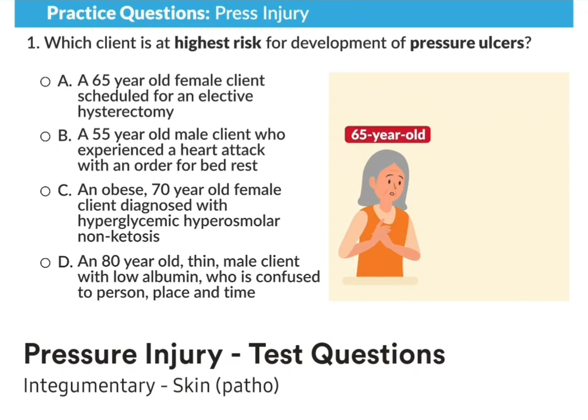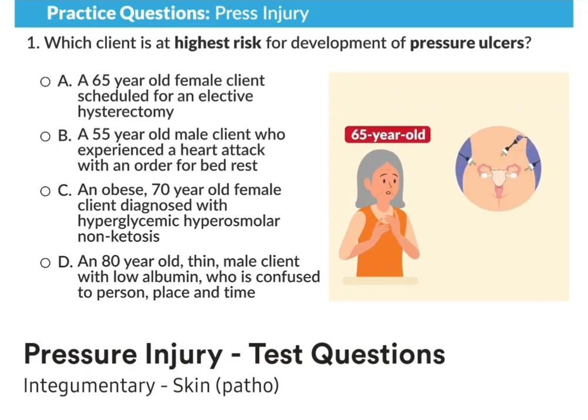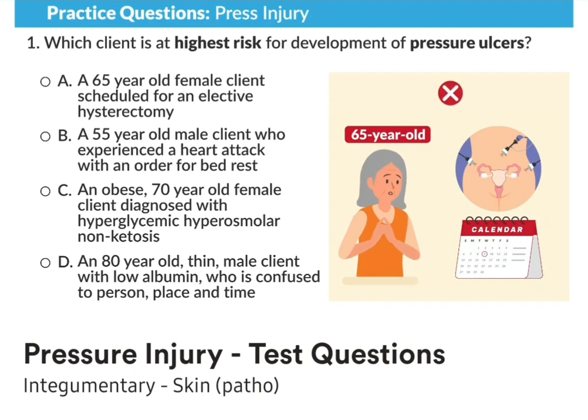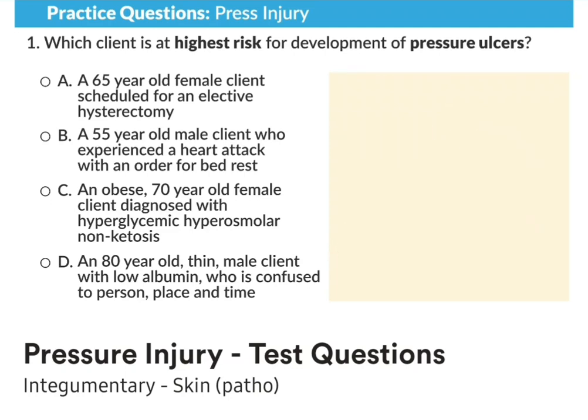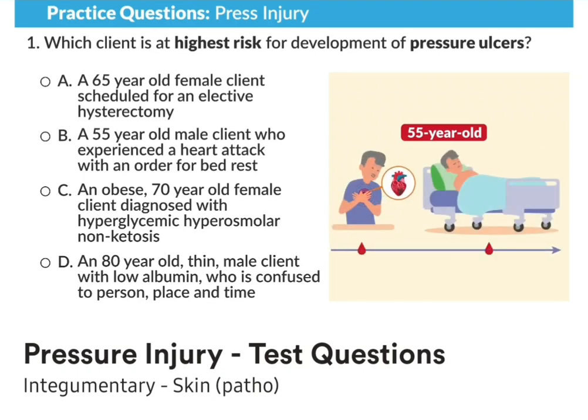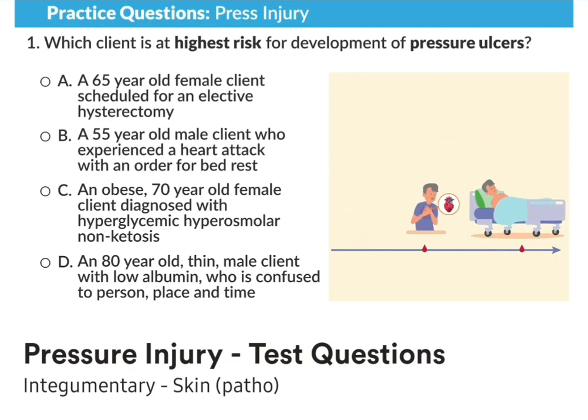Option A, a 65-year-old female client scheduled for an elective hysterectomy. No, this is incorrect. This client has chosen this elective surgery to remove her uterus. It sounds like she's lower risk since she can make her own decisions here. But let's look at the other options. So option B, a 55-year-old male client who experienced a heart attack with an order for bed rest. Ooh, this is close, but probably incorrect here. Because ordered bed rest after a heart attack, we can assume that the client was active before. But again, let's look at the other options.